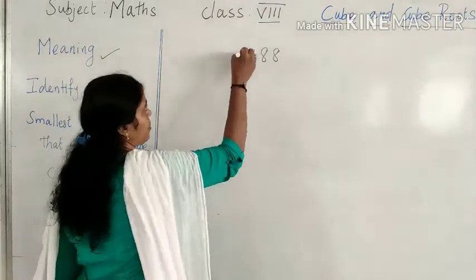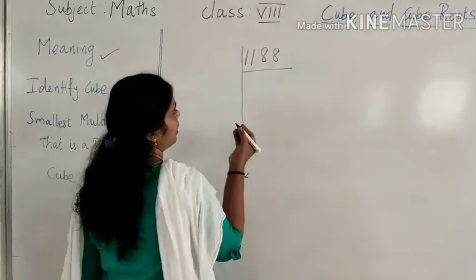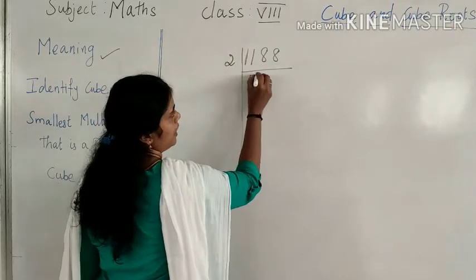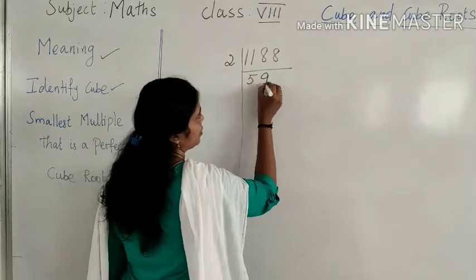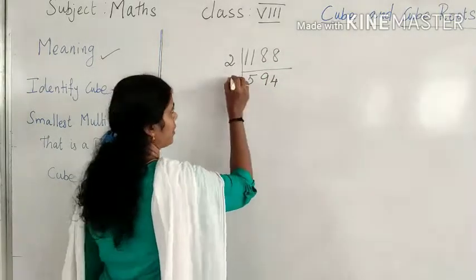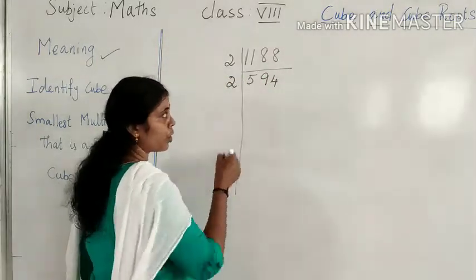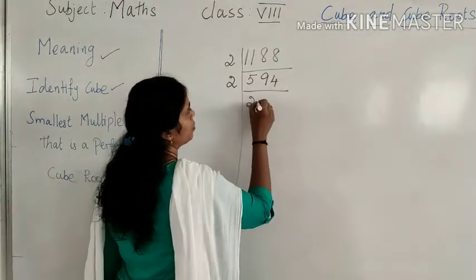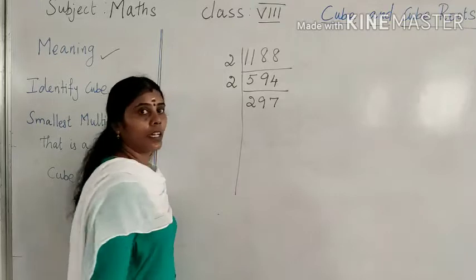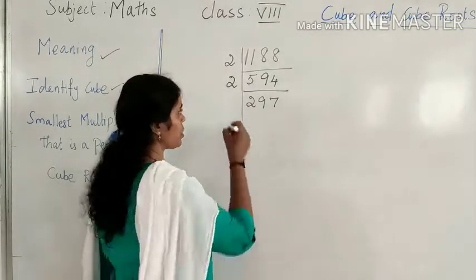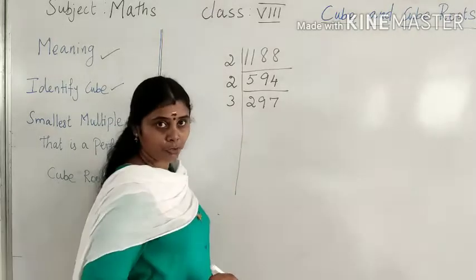Again, we are going to use the prime factorization only. When you divide it by 2, you will get 594. Since 5 2s are 10... again 9, 9 2s are 18, and 4 2s are 8. Again it is an even number, so I am going to divide it by 2. So when 594 is divided by 2, we will get 297. Right? This 297 is an odd number, so I am going to use the odd number 3.